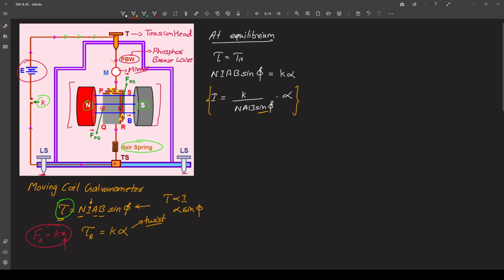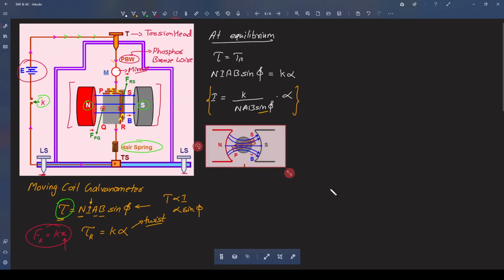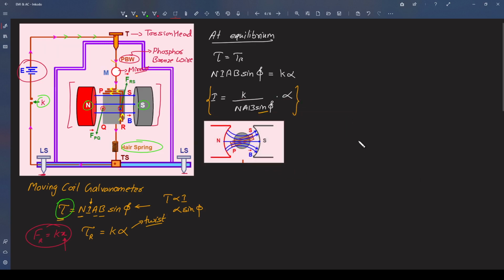I hope you are understanding that. So in that case, how do we eliminate that? That is done using a special type of magnetic field called radial magnetic field. So instead of having plain magnetic poles, if we have curved magnetic poles like this, then you see the magnetic lines of force leave the North Pole, enter the South Pole, and it will be like this.